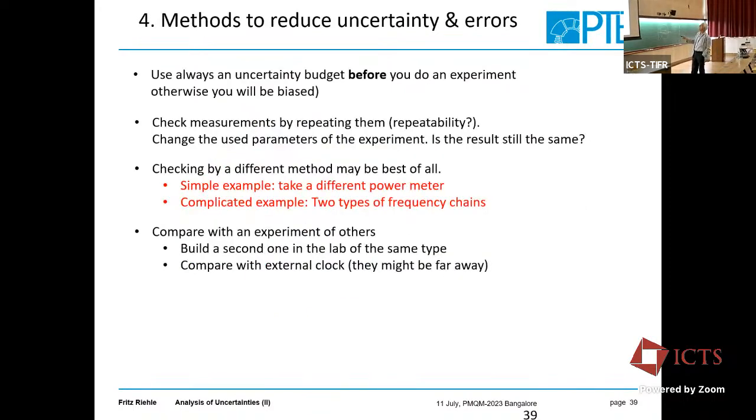We have talked about this. So compare with an experiment of others, if it is possible. Yes, you can use a calculated frequency, you can use a published frequency. You could build a second one of your clock of the same type, if you don't do it in the very first instance, but later. But you could also compare it with external clocks that are far away.